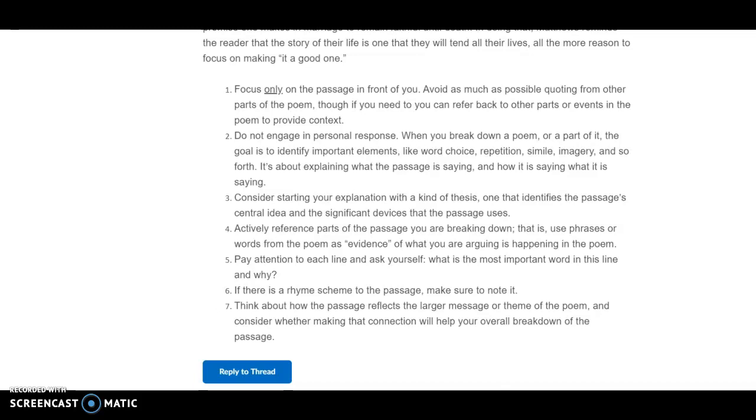And one thing that I think might be really useful to do as you're getting started is what I say in number 5. Pay attention to each line and ask yourself, what is the most important word in this line and why? This starts to give you a sense of what the poet is doing with language, with word choice. And so this might be a useful way to get started just in terms of organizing some notes, thoughts, and ideas. So I do recommend number 5.